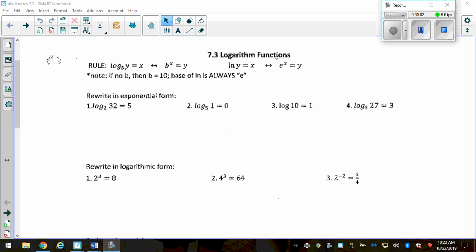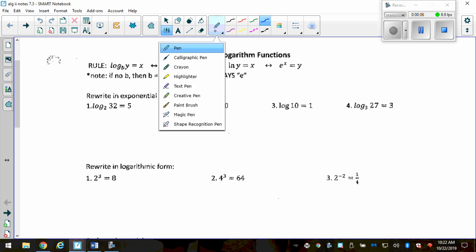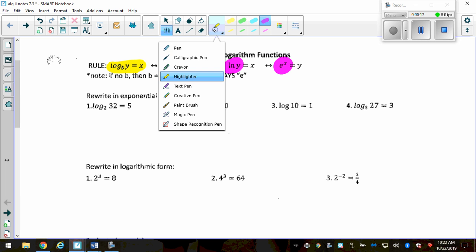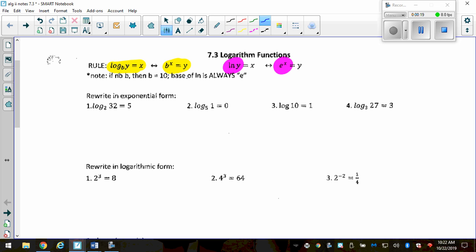So today we're going to be talking about logarithmic functions here. These two things right here are equivalent to each other. Let me highlight it for you. This form and this form can be interchanged. And so a log and ln, they mean the same thing, except their bases are different. We'll explain that in a minute. But all you're doing is identifying.